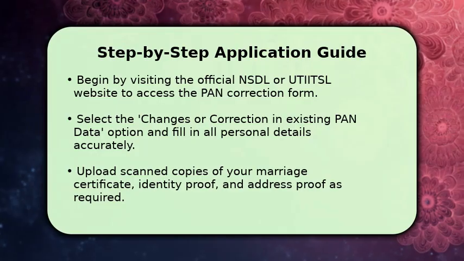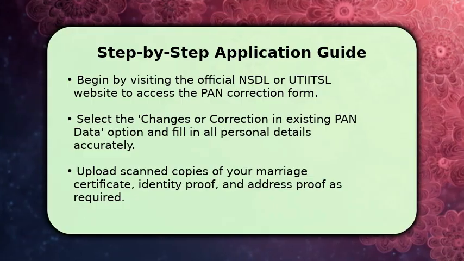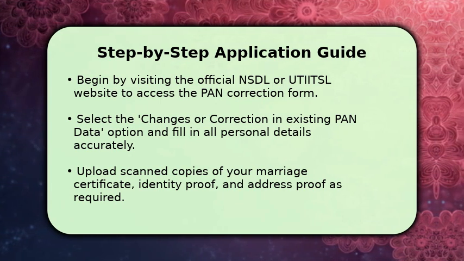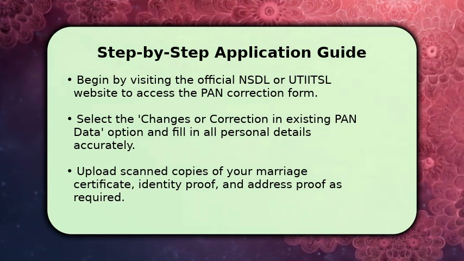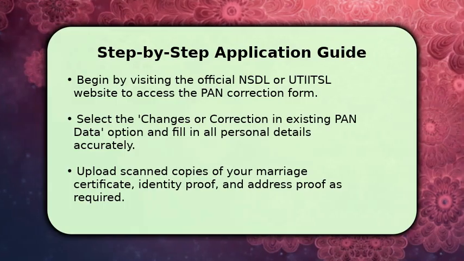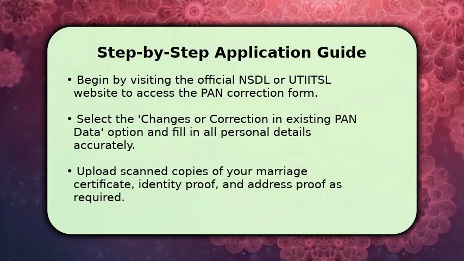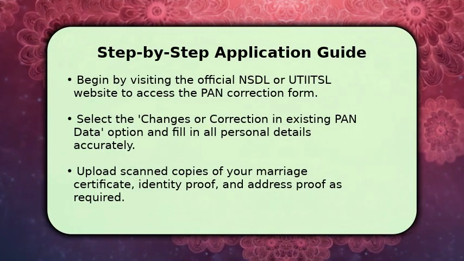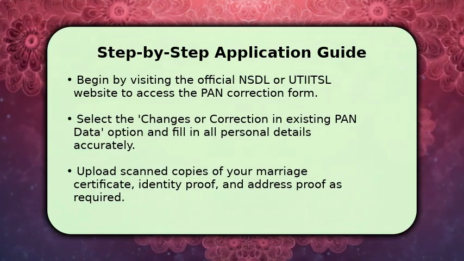The application process is straightforward. Start by visiting the official NSDL or UTIITSL website, which are the authorized agencies for PAN services. Locate and select the changes or correction in existing PAN data option. Carefully fill out the online form, ensuring all your personal details, especially your new name, are accurate. Next, you will need to upload scanned copies of your marriage certificate, updated identity proof, and address proof. After successfully uploading these, proceed to pay the small application fee online using your preferred method, and then submit your form.